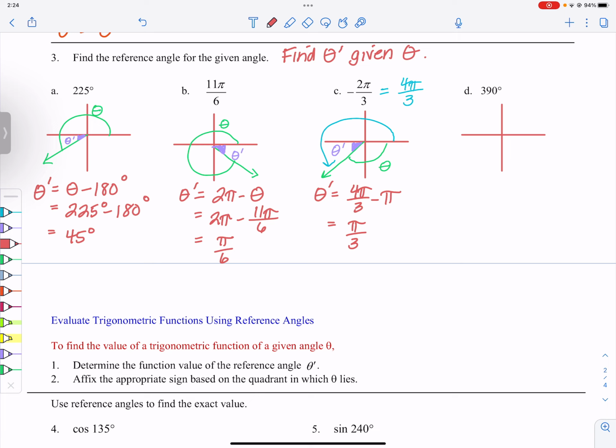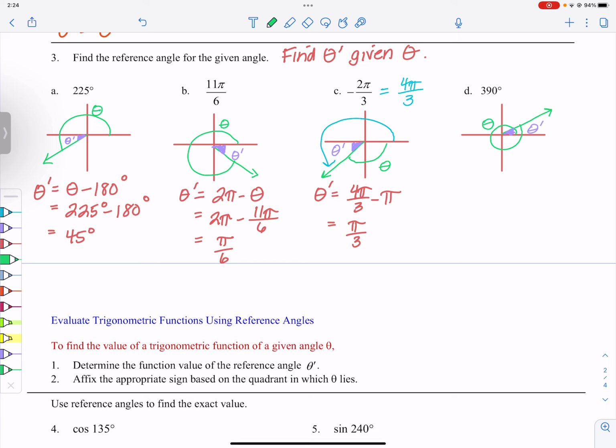Now, what do you notice about D? That is greater than 360 degrees. So we have made more than one rotation. Since it's positive, we're going to go ahead and go 360, and then you guessed it, 30 more degrees. So we will go around once and come back 30 degrees, and our reference angle will be this angle right here, and that's theta prime.